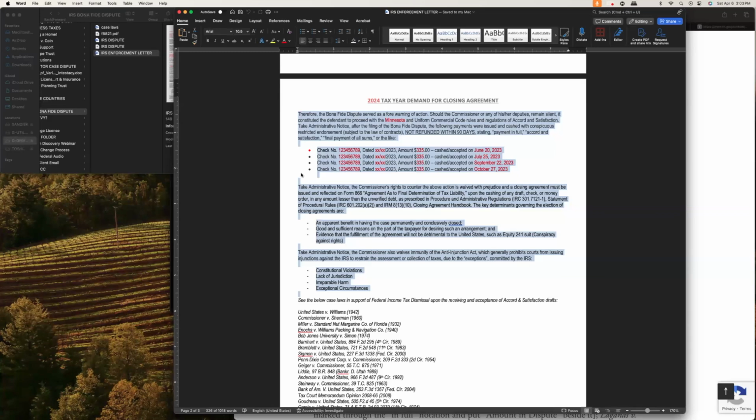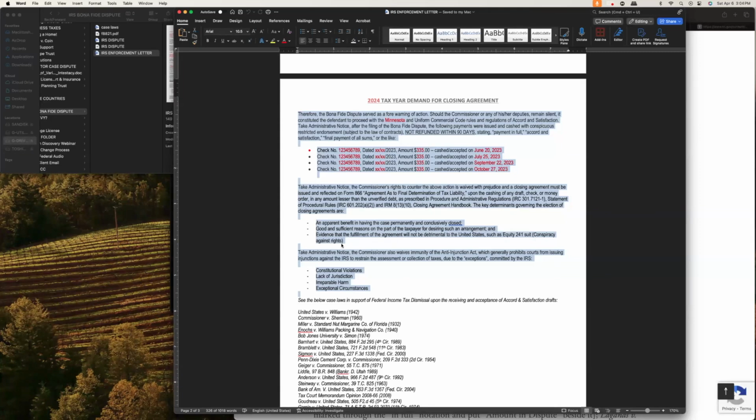So I would say this little section here, you can take a screenshot of the screen, plug it into your tax injunction for the bottom, because right here we're talking about the key determinants governing the election of the closing agreements, and this is coming from their book: an apparent benefit in having the case permanently and conclusively closed, good and sufficient reasons on the part of the taxpayer for desiring such an arrangement, and evidence that the fulfillment of the agreement will not be detrimental to the United States, such as an Equity 241 suit, which is a conspiracy against rights.